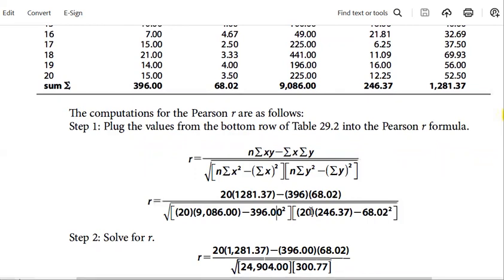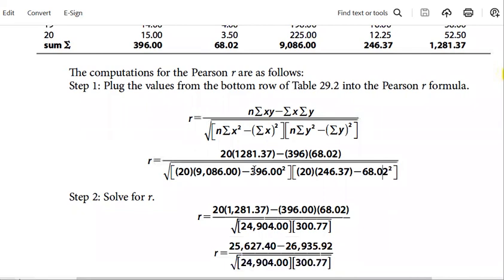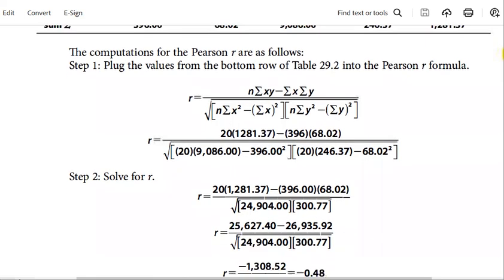We have n again times the sum of y squared. So that's the sum of resilience squared here, 246.37, minus the sum of y, which is here, sum of y squared. So you have to solve for that denominator, and the contents of what is within this bracket is 24,904, and within this bracket is 300.77, and then you would multiply those together, and then don't forget to perform the square root.